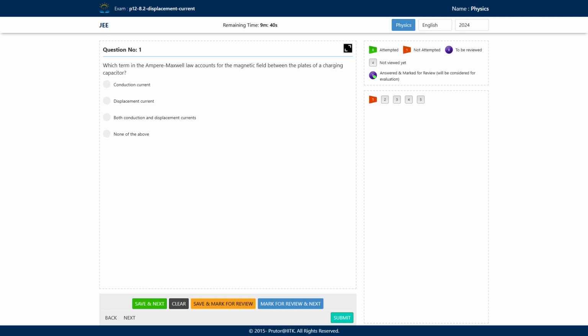Okay. First question: which term in the Ampere Maxwell law accounts for the magnetic field between the plates of a charging capacitor? Conduction current, displacement current, both conduction and displacement, or none of the above. You can write your answers in the comment section. So which term in the Ampere Maxwell law?